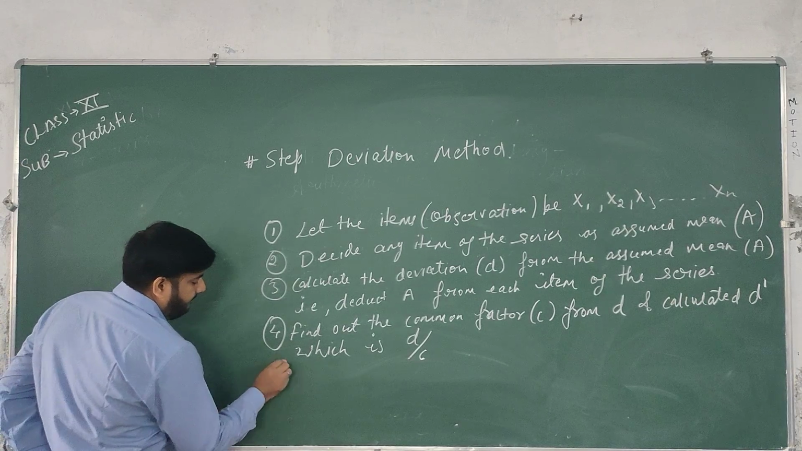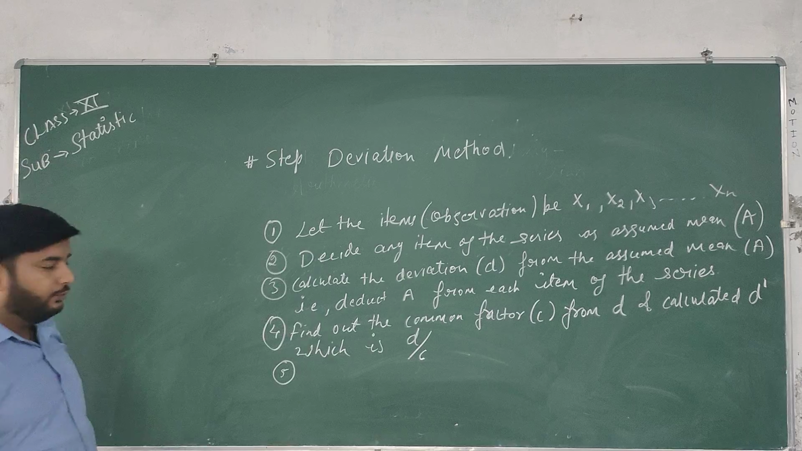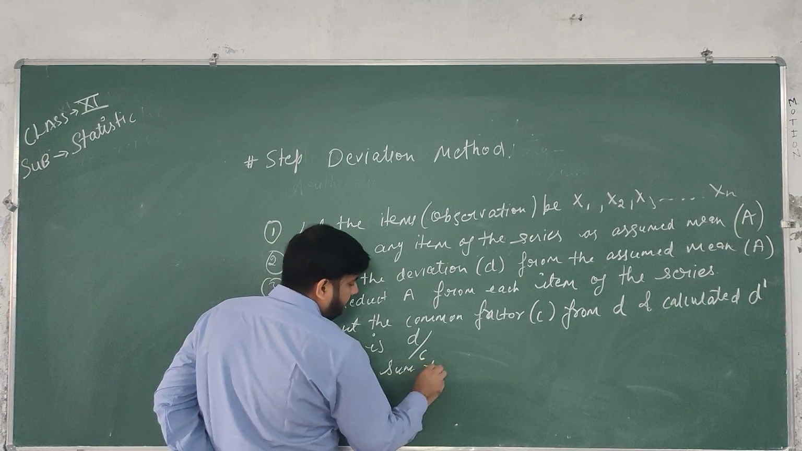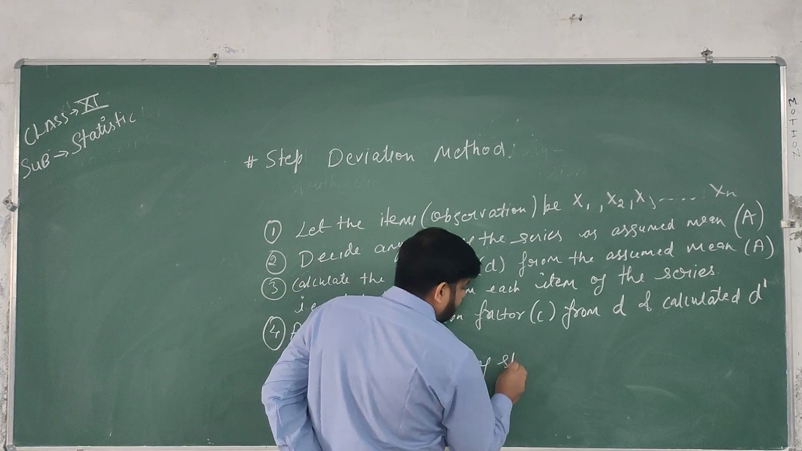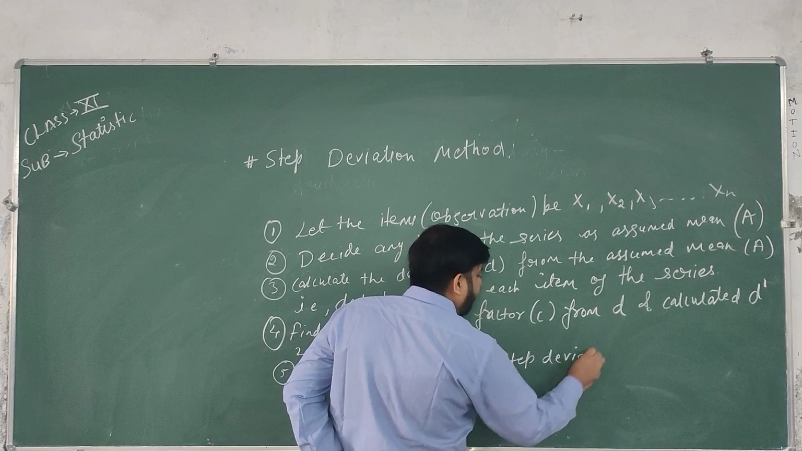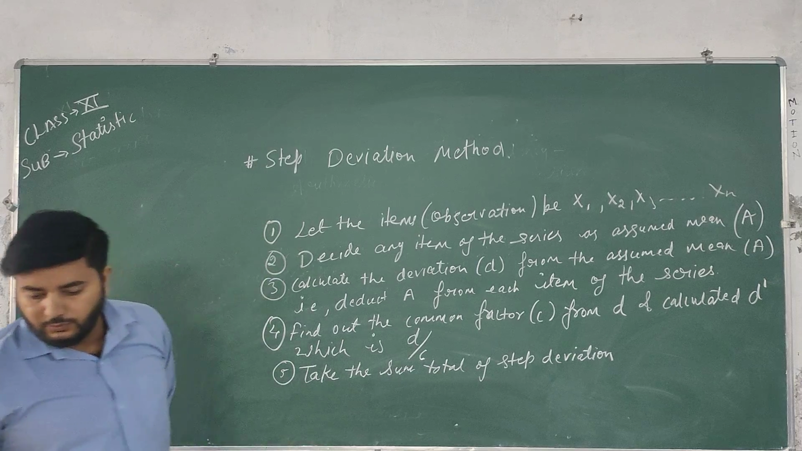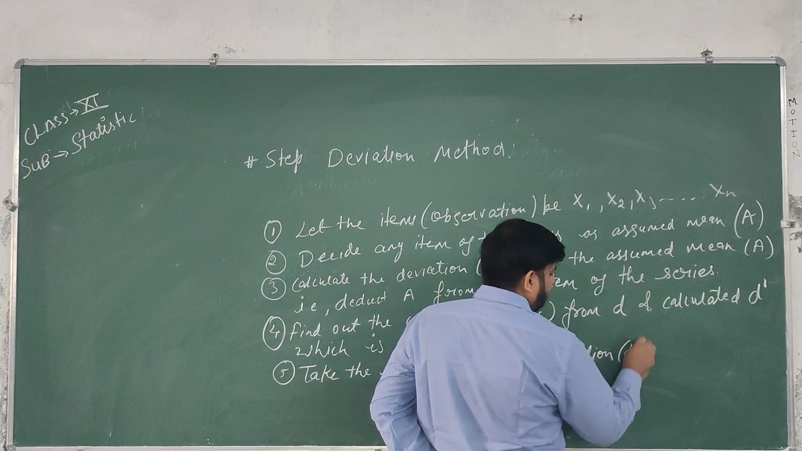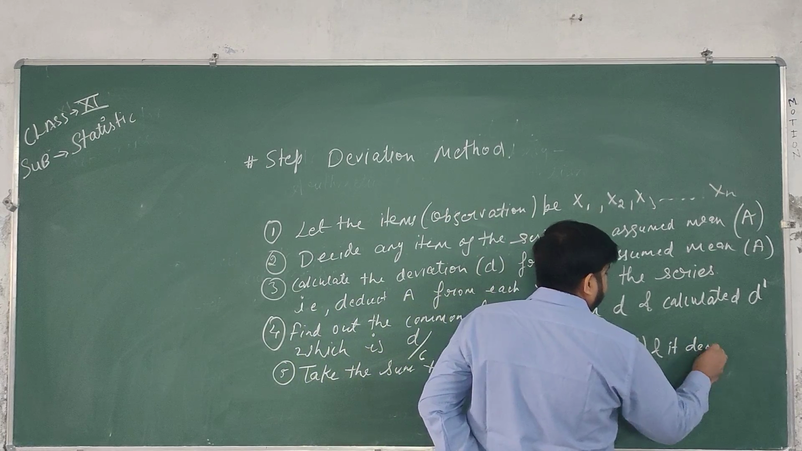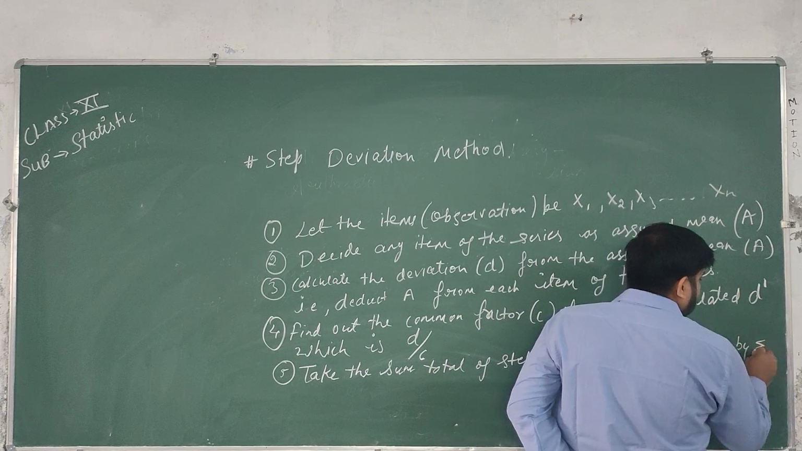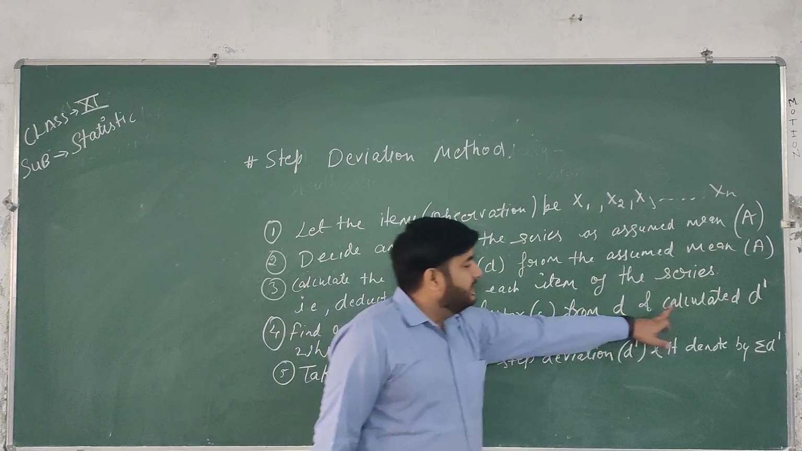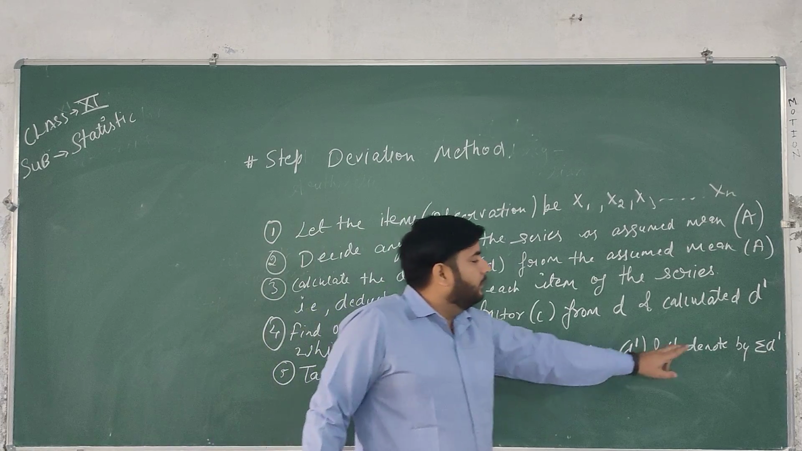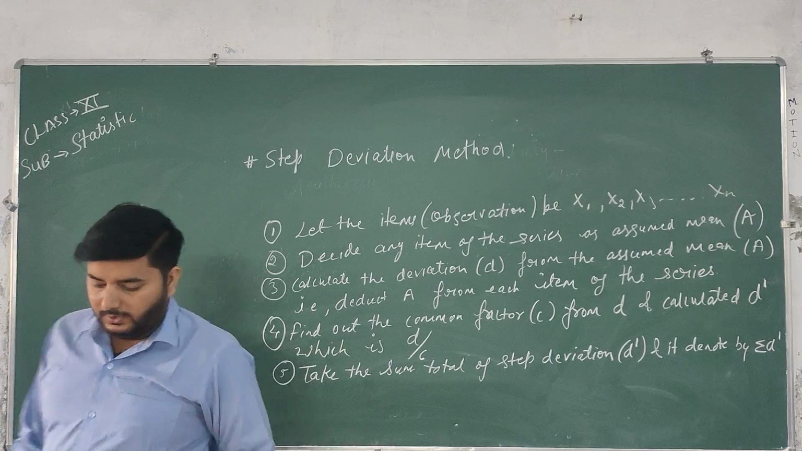Next, fifth step, take the sum total of step deviation D dash, and denote it by sigma D dash. When we have calculated the D dash column, after that we total the D dash column and denote that total as sigma D dash.